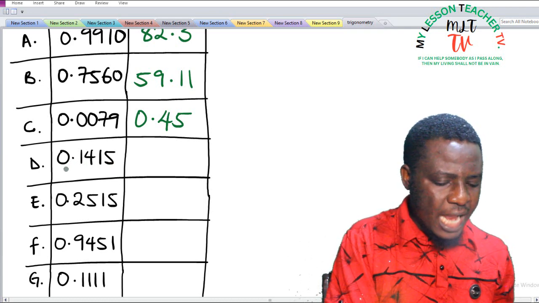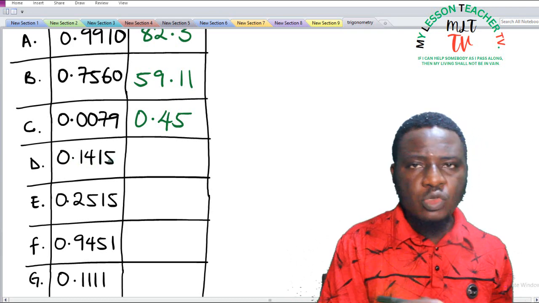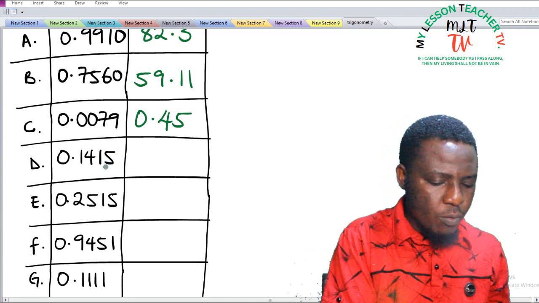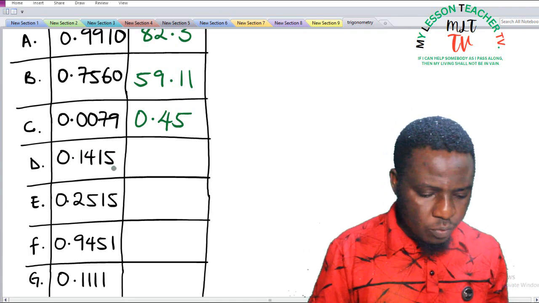0.1415. What angle will give you 0.1415? You also go back to your sine table and search for this value. The equivalent angle that gives you this value is said to be that angle.